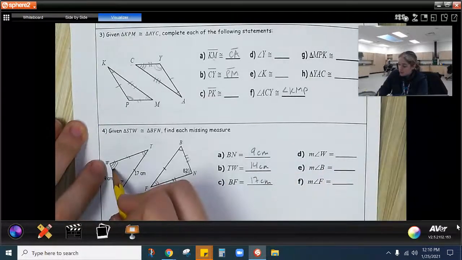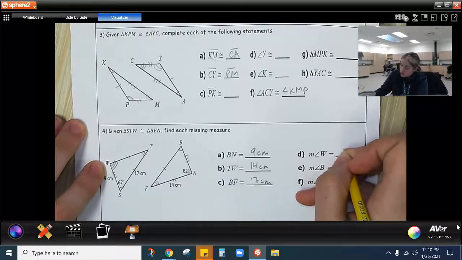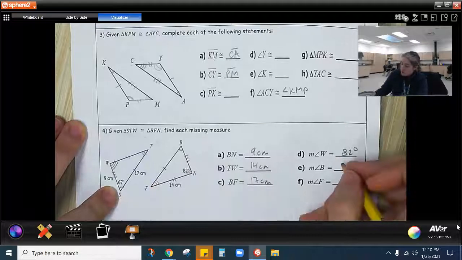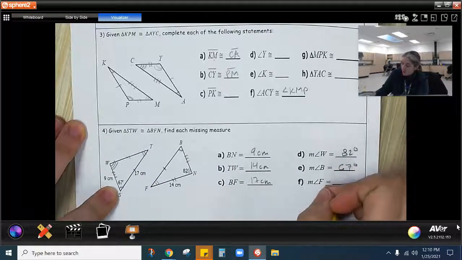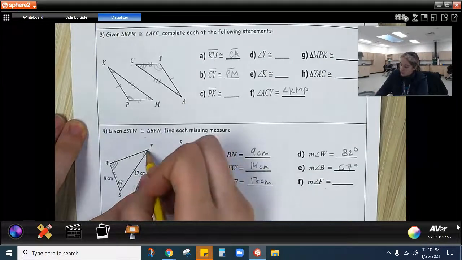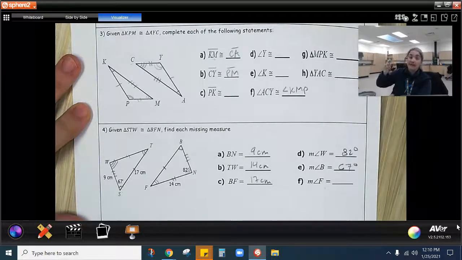For angle W right here, it's got 3 Wuxis, which corresponds to angle N, so it's 82 degrees. Angle B has 1 Wuxi. It corresponds to angle S, which is 67 degrees. And then angle F has 2 Wuxis. It corresponds to angle T, which also has 2 Wuxis. Oh no, how do we figure that out? Triangle sum theorem. Can't forget the things that we've already learned.